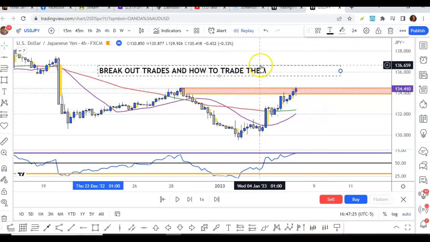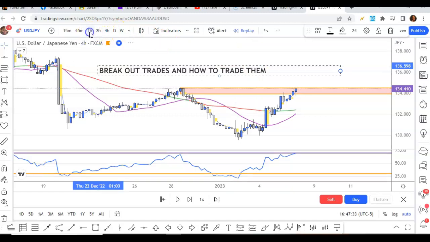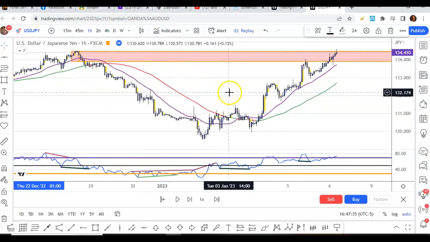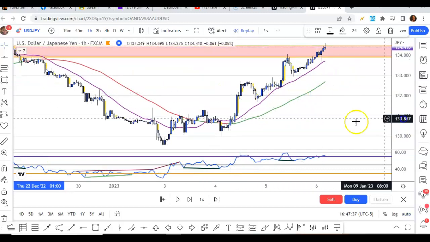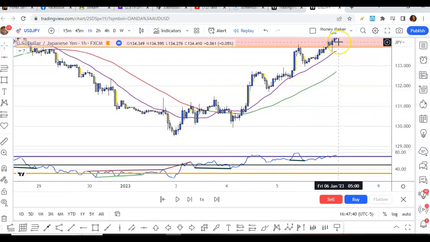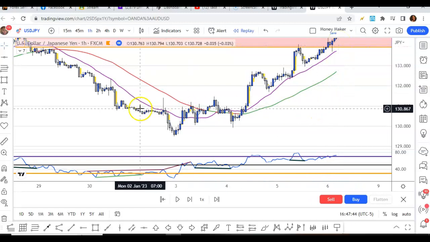Now, when you go to do your breakout trades, make sure you start on the higher time frame to identify your zones first and then work your way down. So let's go ahead and review this trade in particular. I'm going to start from the buy and then move my way up to the sell opportunity that I'm looking at. I do have moving averages on my chart.